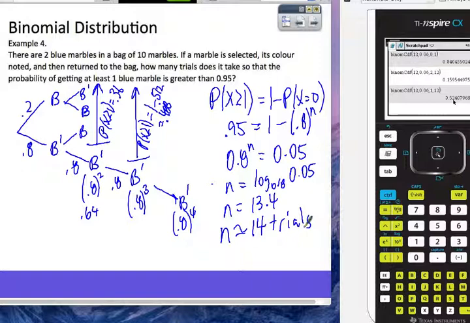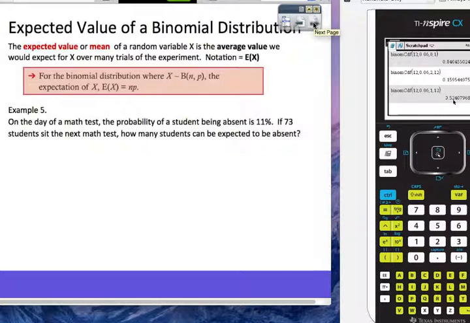All right, the next slide is just about expected value. Expected value is very easy if you know you have a binomial distribution, because the formula is just E of x is equal to np. And so the problem here is, on the day of math test, the probability of a student being absent is 11%. 73 students sit the math test. How many students can be expected to be absent?